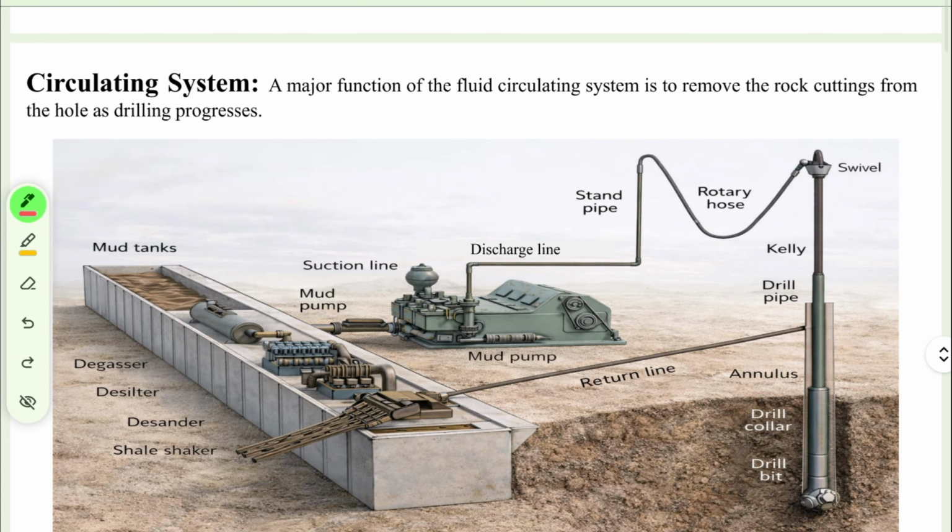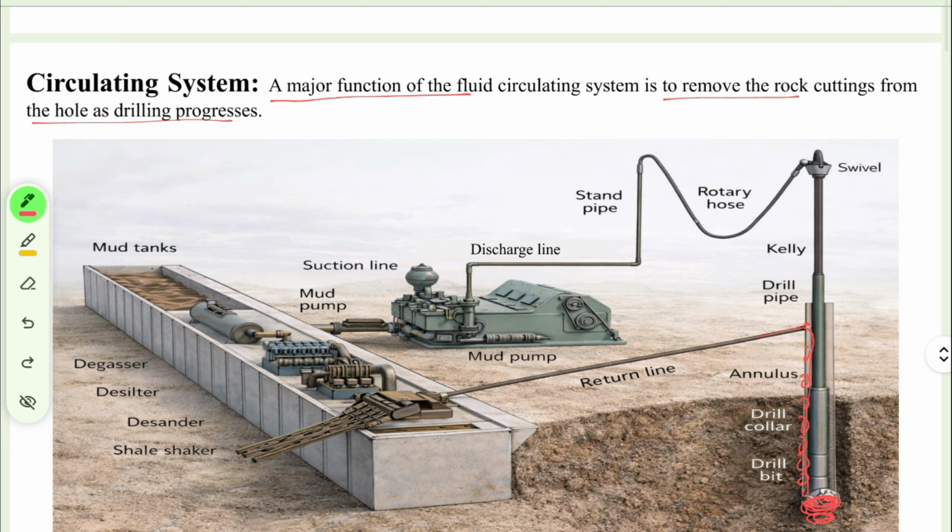the major function of the circulating system is to remove the rock cuttings from the hole as drilling progresses. What does it mean, simply? When the drill bit is rotating, it generates some cuttings, and those cuttings must be brought to the surface. So we require some force to carry these cuttings from the subsurface to the surface, and that force is provided by the circulating system through the drilling fluid, right?